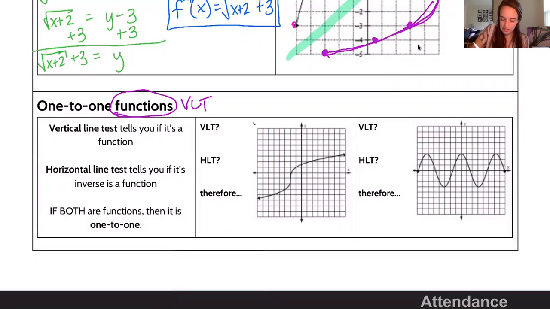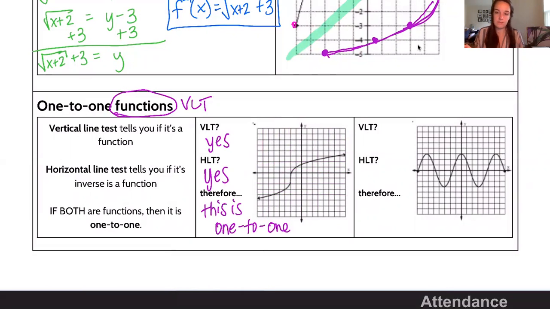So vertical line test, I'm going to go ahead and test it. This is looking pretty good. This part looks a little scary, but I know that that line is increasing and moving ever so slightly along the x-axis. So this does indeed pass. And then I'm going to check my horizontal line test. And I see that there's no place where it crosses. So yes, indeed, it does. And so therefore, this is one-to-one.